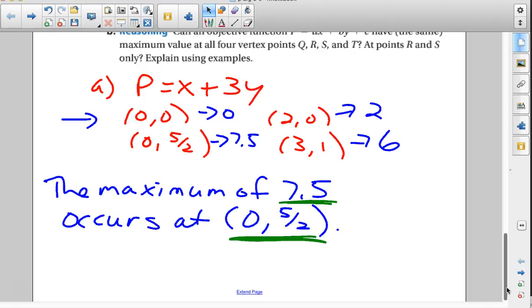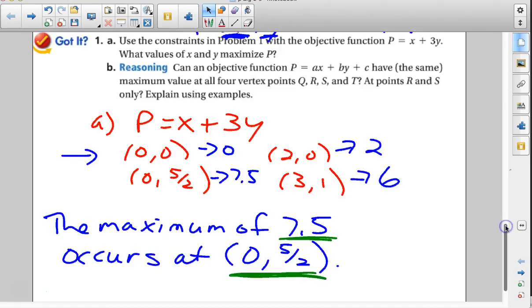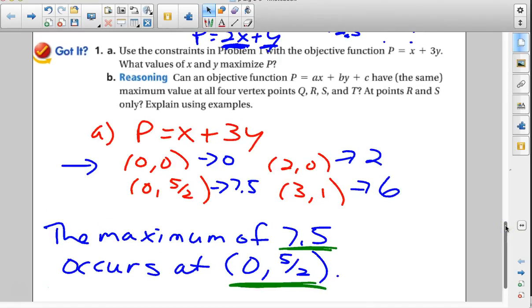So B says, can an objective function P equals Ax plus By plus C have the same maximum value at all 4 vertex points, Q, R, S, and T? Could it have the same values at R and S only? And then it says explain using values. And that's something that I think if we come back to it tomorrow, everybody would be okay with doing. But visually, let's wait until we've got a couple more of these under our belt before we come back to that.